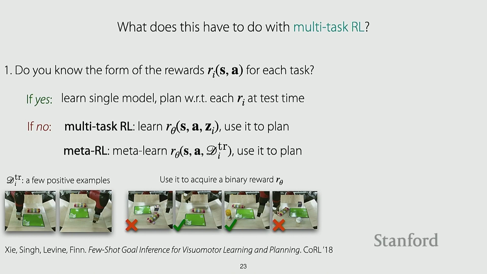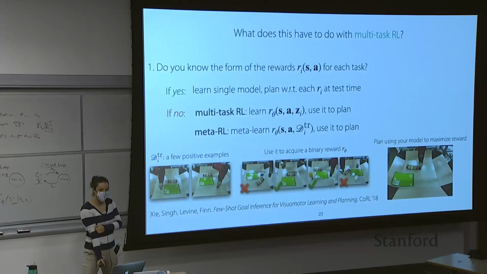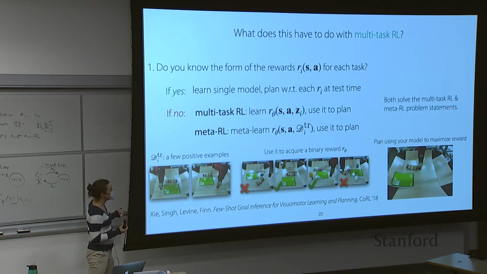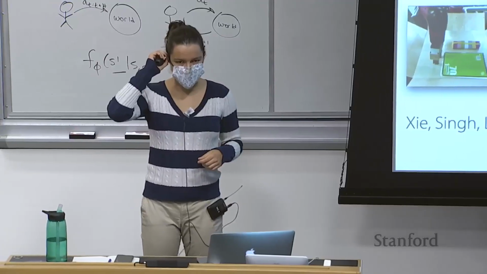And then once we have this binary reward function, we can use it for planning. So we'll learn a model and then plan with respect to that model to try to accomplish the goal and push the pencil case to be behind the notebook. Cool. And this allows you to solve both multitask RL as well as the meta RL problem statement, depending on the kind of supervision that you have. Cool. Any questions on this before we move on?